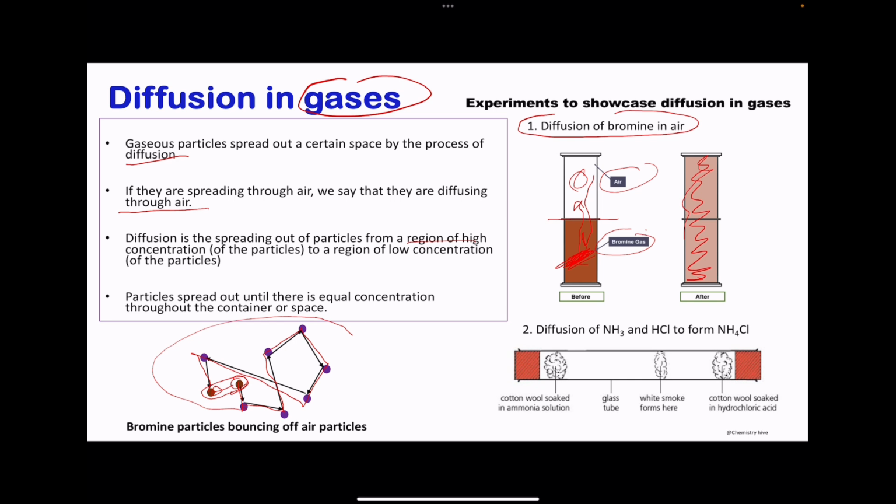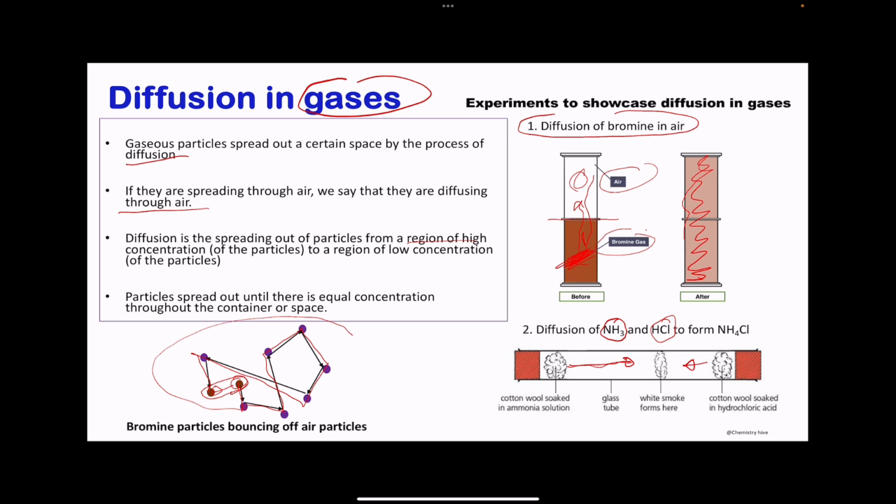The other example is diffusion of ammonia and HCl to form ammonium chloride. This experiment is set up by soaking cotton wool into ammonia solution and by soaking cotton wool into hydrochloric acid. Because they're going to be in concentrated state, gases or vapors are going to come off. So we will see HCl coming off from there, and ammonia is going to come off from here. But because ammonia is smaller in size, or it has a lower molecular mass, it travels faster in comparison to HCl, which has a higher molecular mass.